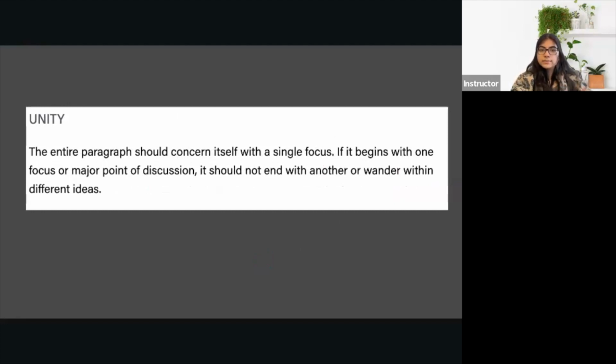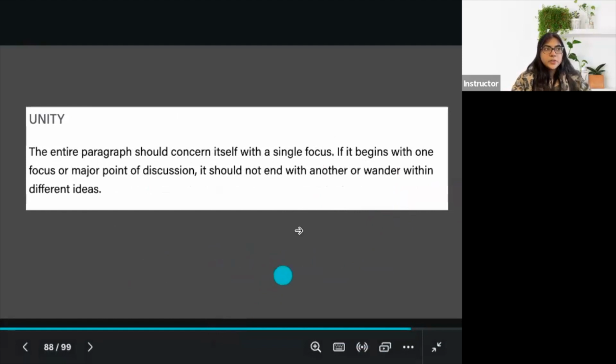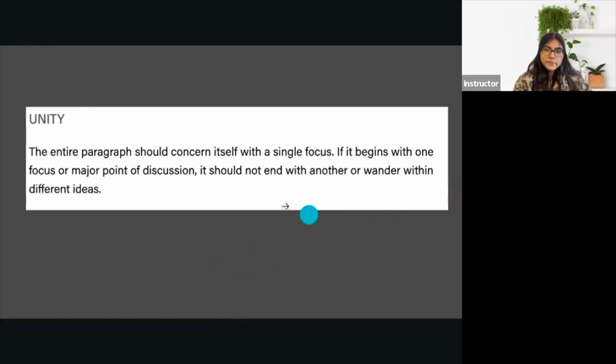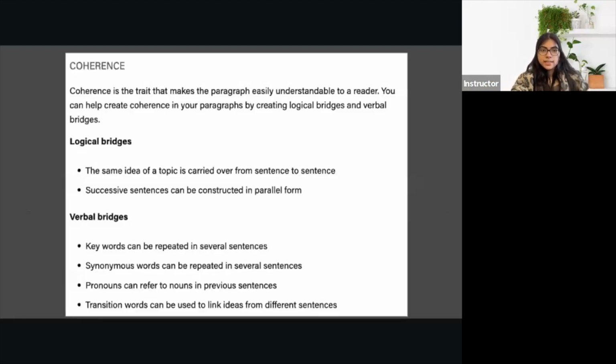So the first one, unity. What is unity? You need one major point of discussion per paragraph. Okay, so you're not going to wander off into different ideas. That can be very tempting because you may just have so many ideas, but try to stay focused within them, okay? So that's unity.